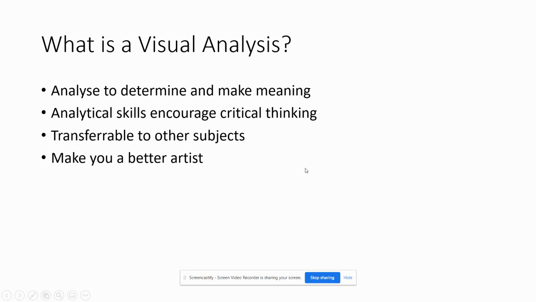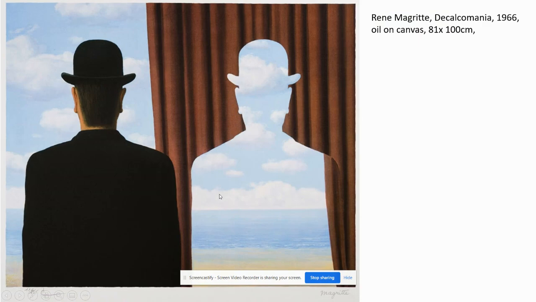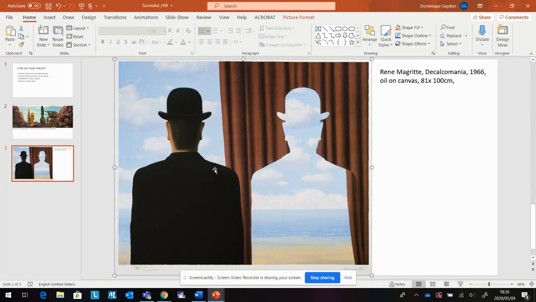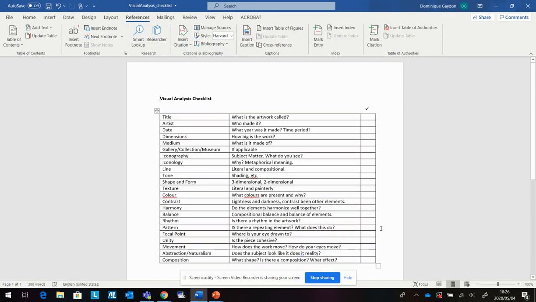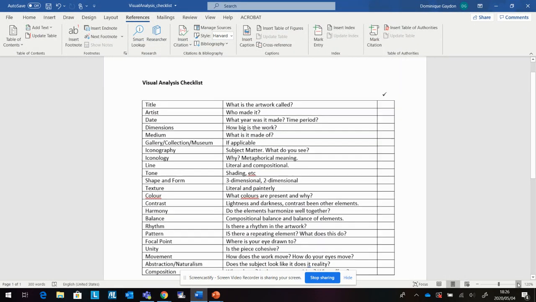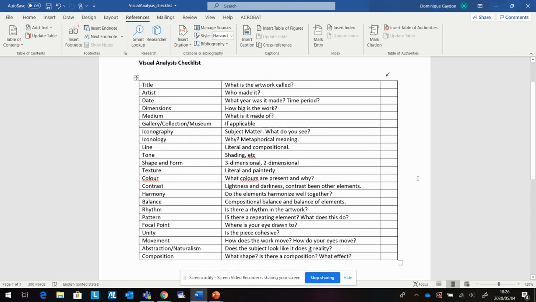Okay, I've been nattering long enough, so let's go and check out the checklist. Okay, so this is your checklist. This is available for you guys on Teams.